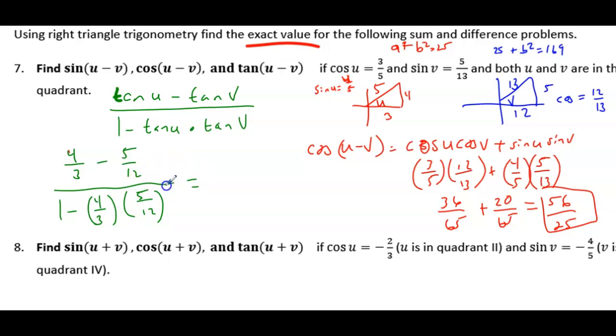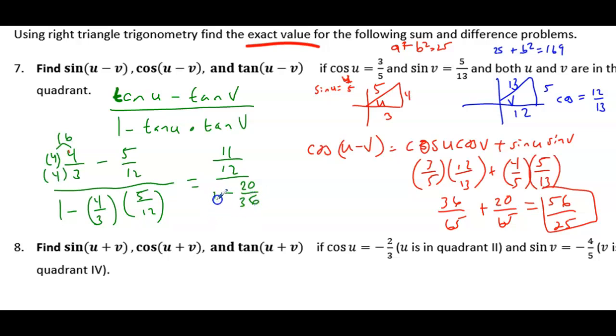At the top right here, I need common denominators. So the common denominator is going to be 12. I make this 12 by multiplying by 4, so I have to multiply by 4 at the top. So that's 16. 16 minus 5 is going to be 11 over 12. And then down here, 1 minus 4 times 5 is 20, over 36.